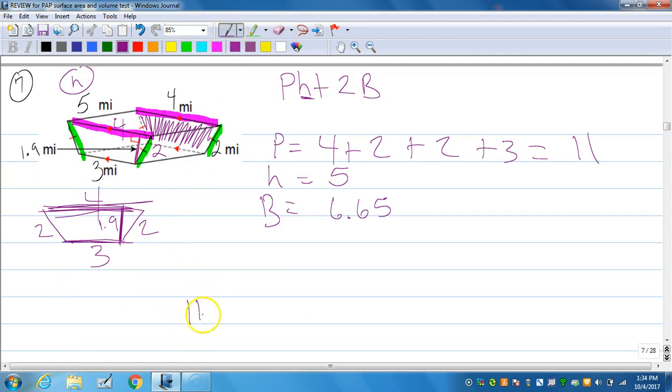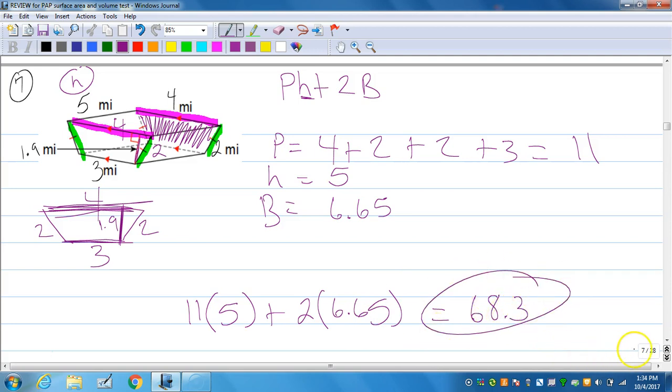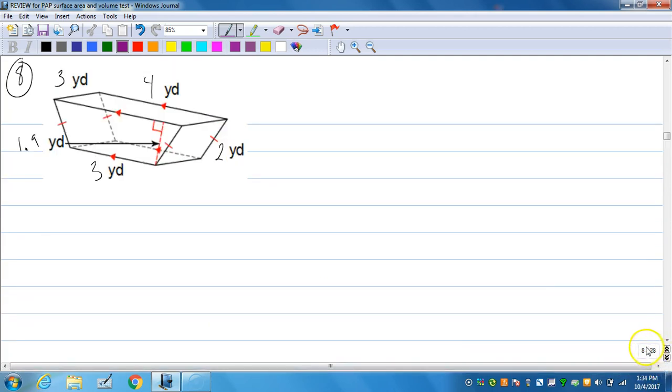Then we can plug it all into the formula. So P is 11, times the H is 5, plus 2 times the area of the base, which is 6.65. Put that in the calculator and you should get 68.3. Great. Another trapezoid prism. Yes, there are 2 of them.